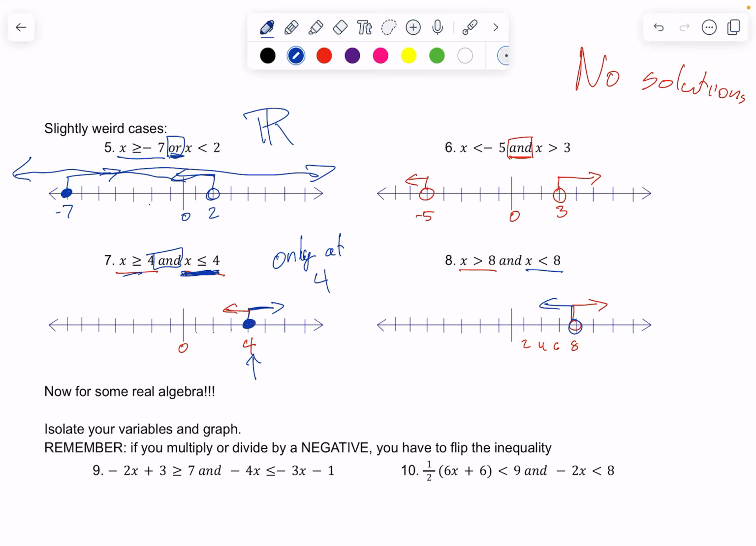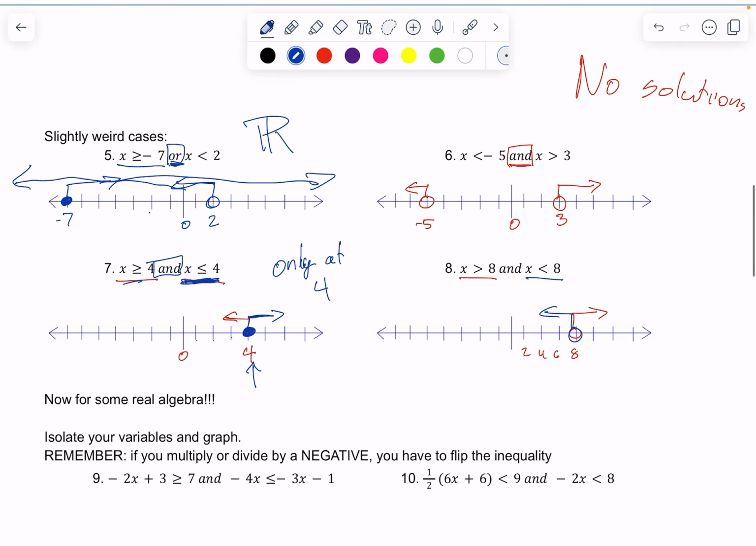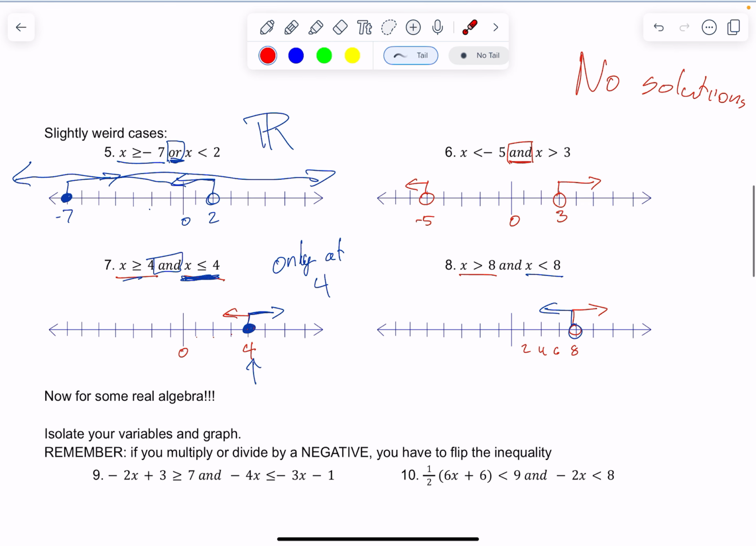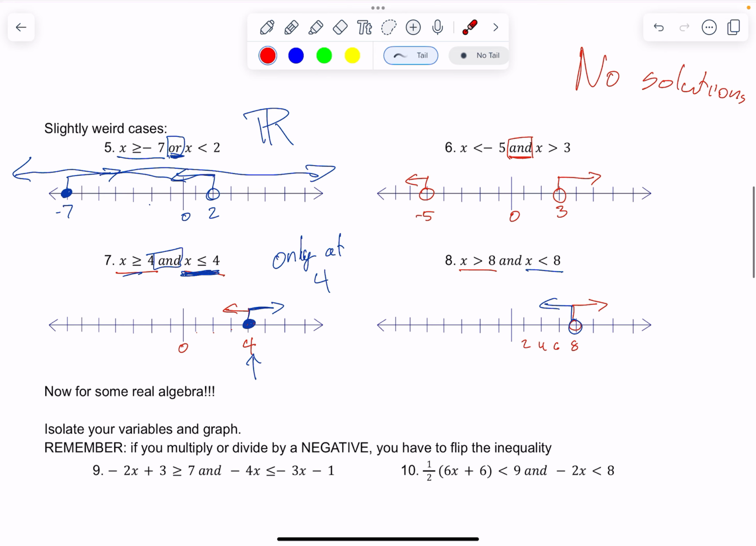Any overlap? Here's the tricky question. Is there any overlap? Yeah, they overlap at 8, but truthfully, can I even be at 8? That's an open dot. Open dot means that it's a hole. I'm going to fall in there, and I can't exist there. So there's no possible solution given that I can't even live at 8. So again, no solution.